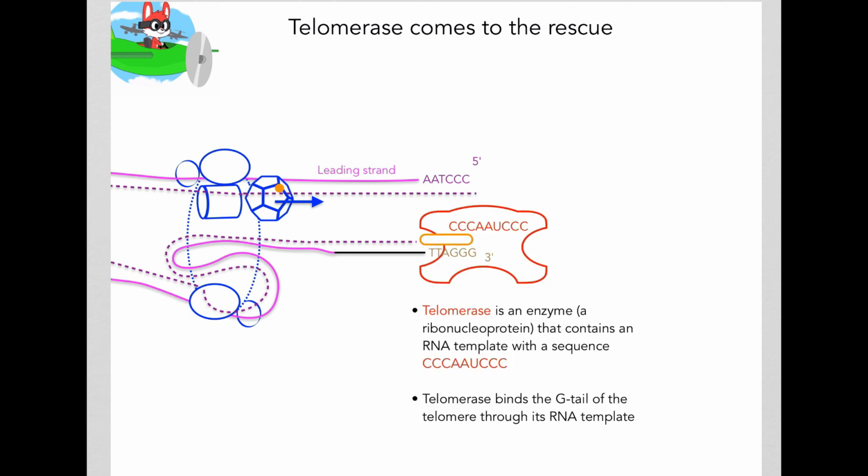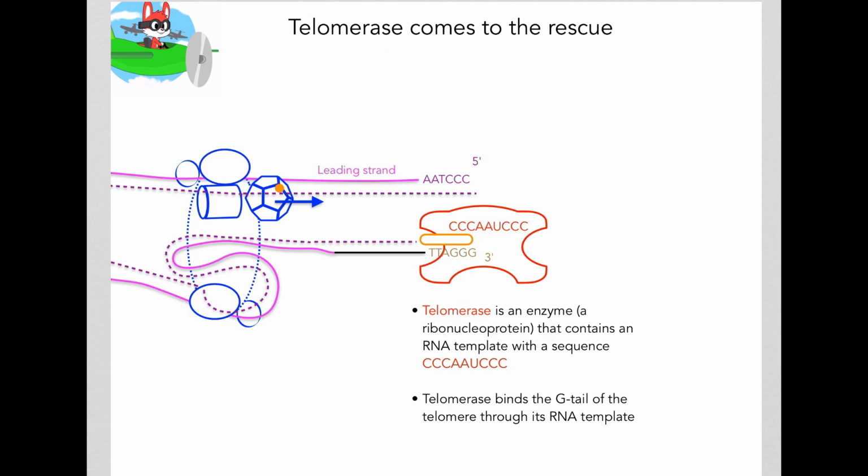So this problem is resolved by another enzyme called telomerase. Now telomerase is a ribonucleoprotein. It has an RNA template in the enzyme. So it's basically an RNA as well as a protein. That's why we call it a ribonucleoprotein. And this RNA template is CCCAAUCCC. It has that sequence.